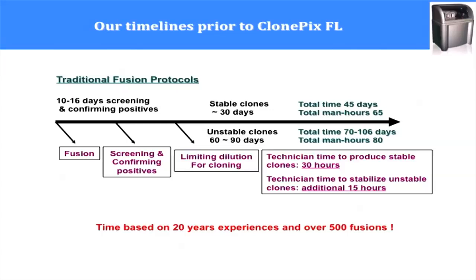If we're unlucky, which is not uncommon, we get an unstable clone that keeps kicking the antibody genes out, then it will take up to 90 days or even longer to stabilize that clone. That brings the time up to 3 months, or even sometimes half a year, to get one nice clone out. And normally your best clone is the one that's unstable for some reason.